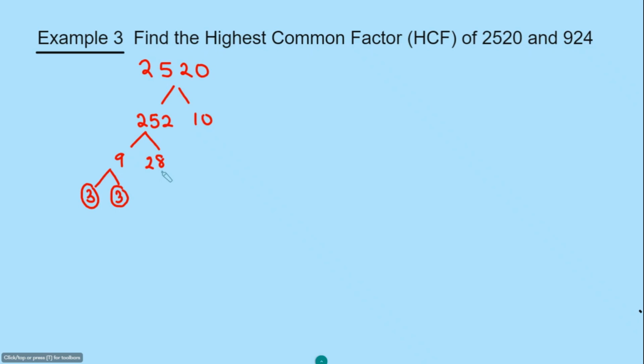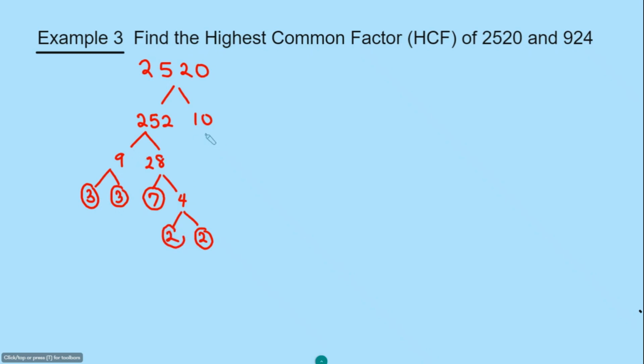Then 28, I can split this up. I can have 7 and 4. Now I can see that 7 is a prime number, so I'm going to put it in a circle. But 4 is not a prime number, so I can split this up one more time. I'm going to have 2 and 2. Now, once they are all prime numbers, I'll put them in a circle.